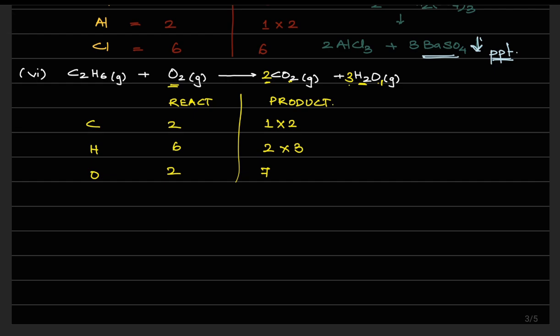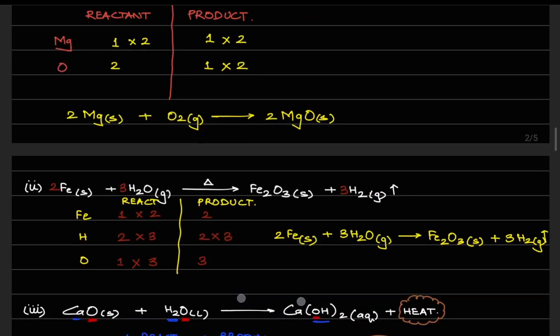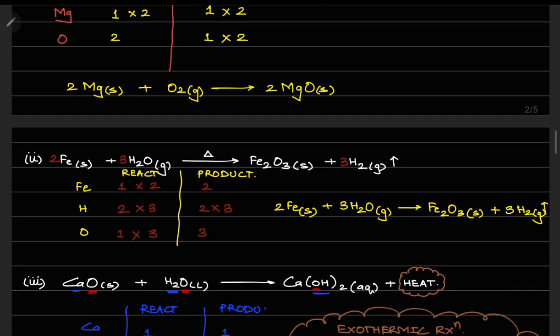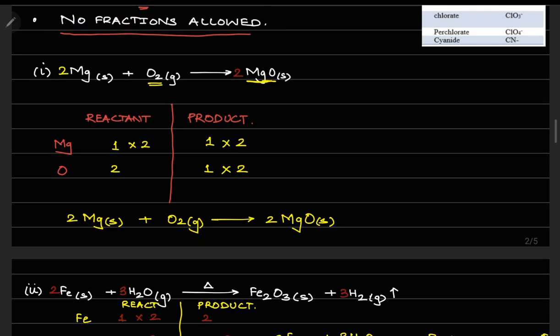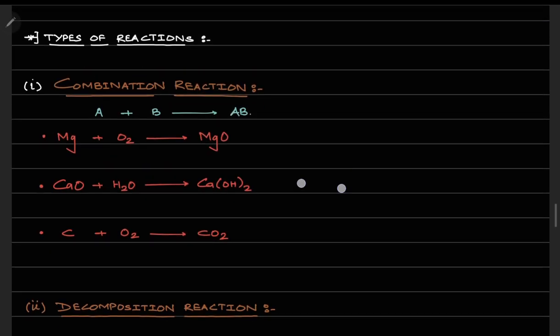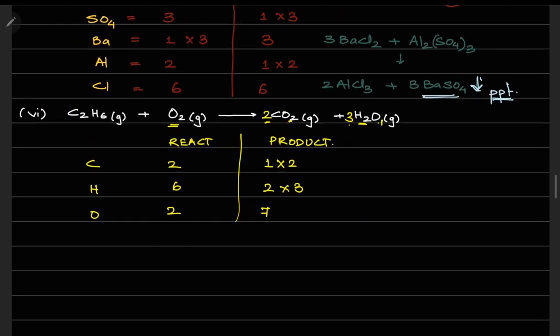Okay, now comes a problem. What problem do we have? I can't multiply anything with 7 to make it 2, nor can I multiply anything with 2 to make it 7, which is a whole number. I can have a fraction, but do you remember our points of balancing? It clearly says that no fractions are allowed. So you can't have a fraction over here, and that's the reason I'm saying that you don't have any whole number which is common between 7 and 2.